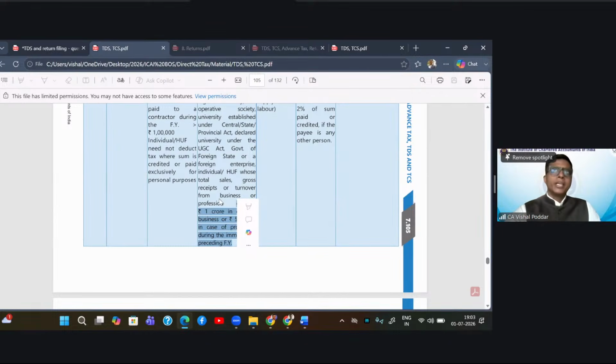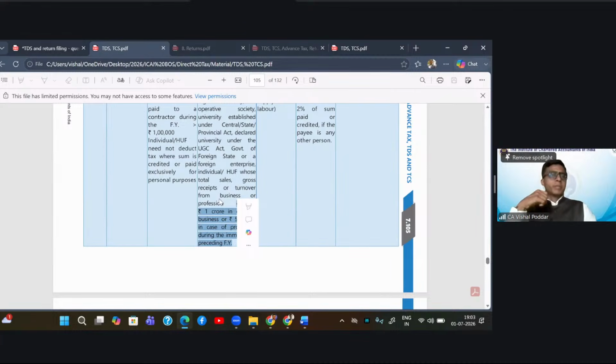If, as an individual, you are making payment, let us say of contract charges, then you will not directly fall in TDS provisions, except where your turnover of the previous year has exceeded 1 crore for business. Now, what is the logic of this?